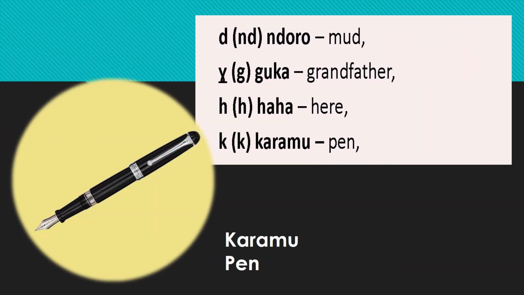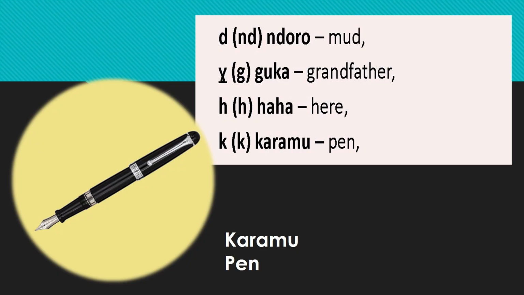A D in Kikuyu is prefixed with the letter N always. So the example is in the word ndoro, mud. Ndoro. When a Kikuyu speaks, you're going to hear as if it's a plain D, but actually in the written form it must have N.